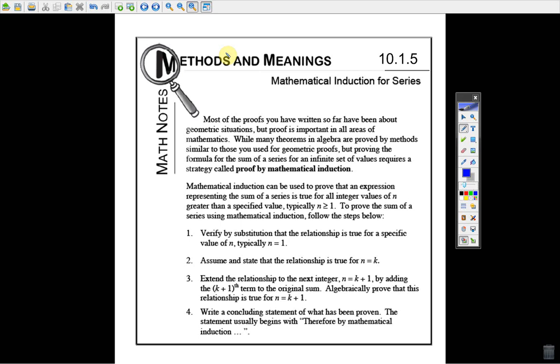Step 3. Extend the relationship to the next integer, k plus 1, by adding the k plus 1 term to the original sum. Algebraically prove that this relationship is true for n equal to k plus 1. Step 4. Write a concluding statement of what has been proven. The statement usually begins with, "Therefore, by mathematical induction..." Alright, I'm going to have an example here of a series on the next slide.